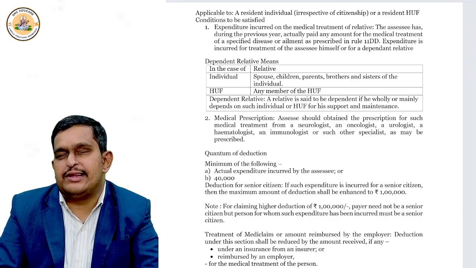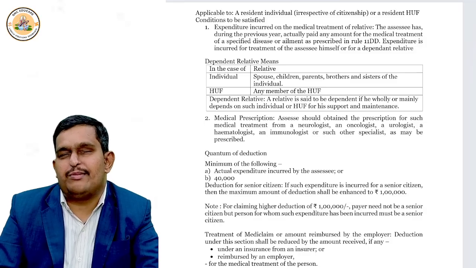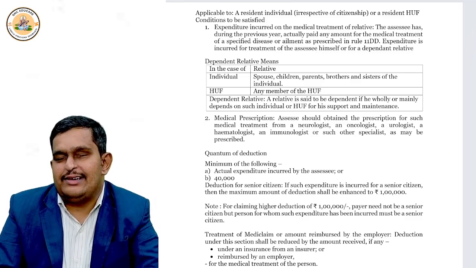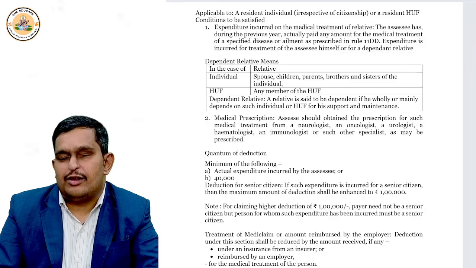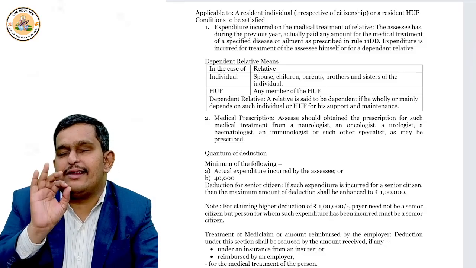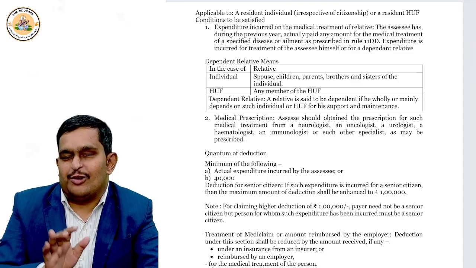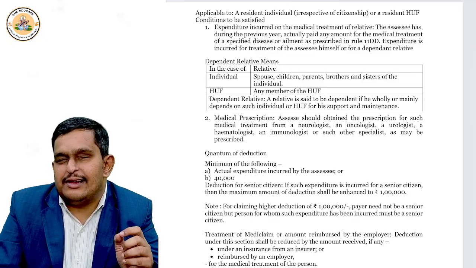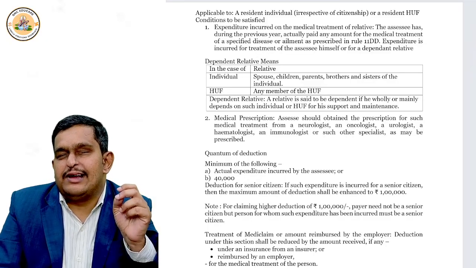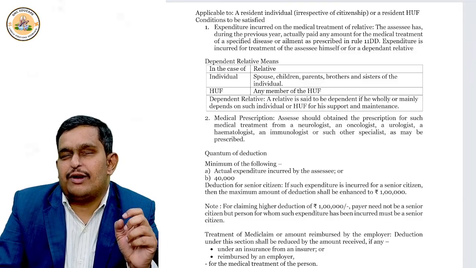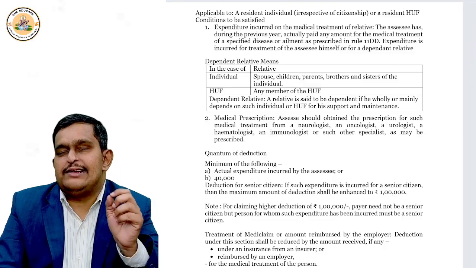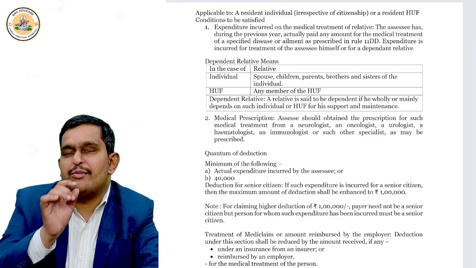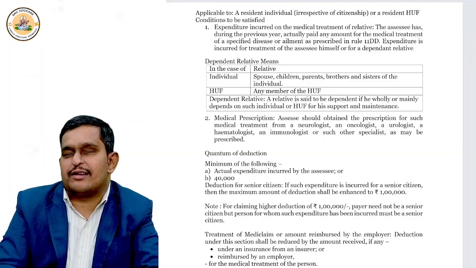Now, the payer need not be a senior citizen. The person whose treatment is going on needs to be a senior citizen. Right? Obviously, a proper medical prescription is required here. Please consider, in 80DD, because it is disability, we asked for a medical certificate from a government hospital. But in 80DDB, it is treating a specified disease. So we are asking for a medical prescription from the doctor.